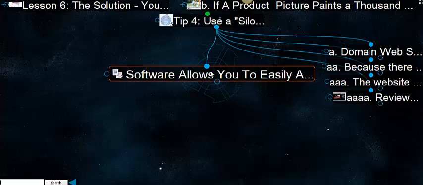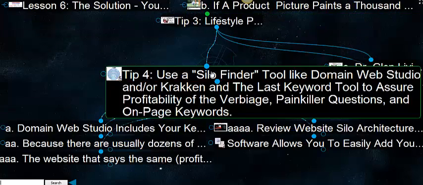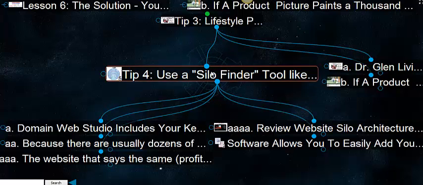So let's back up through these again. Tip 4 was use the silo finder tools like Domain Web Studio and Kraken, the last keyword tool available at networkempire.com. You can get a membership package with or without our software, including our dozens of courses that are probably some of the best in the world on this topic.